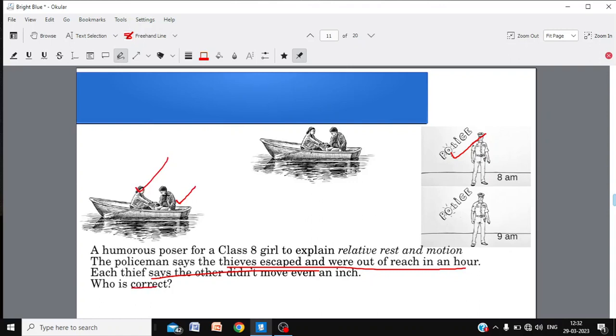This thief did not move in relation to this thief. A did not move in relation to B. But in respect of the policeman, they have gone out of reach. So they are moving in relation to the policeman, but in relation to each other, they are not moving. So they can say, no, he did not move, I was watching him all the time, he was sitting next to me. So the relative motion of one person with respect to the other person is 0. But the relative motion in respect of the policeman is actually miles away.